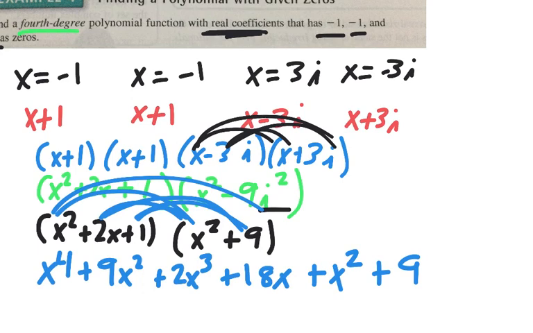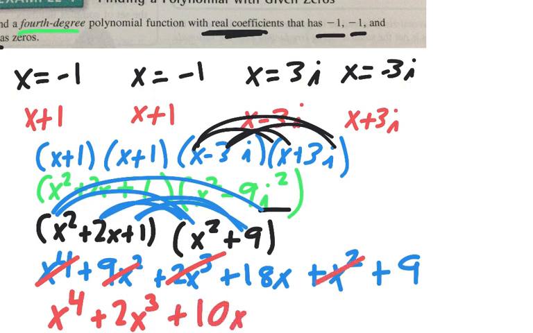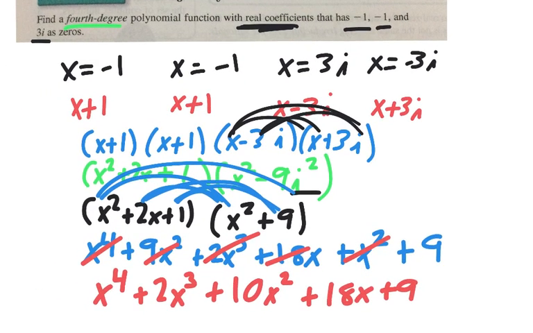Then group my like terms together. So I've got an x to the 4th plus 2x cubed plus 10x squared plus 18x plus 9. And again, since this is my polynomial, I'm going to say f of x equals this.